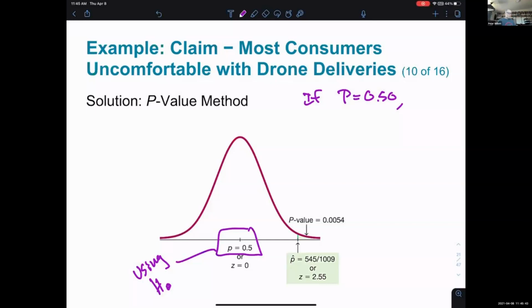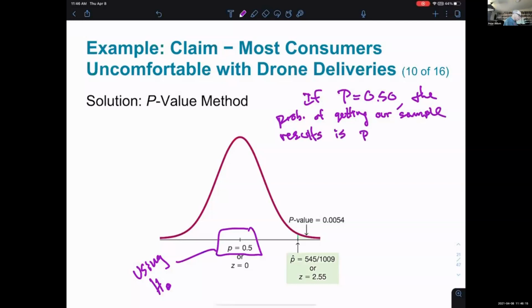the chance that you would get the sample that we got, if the proportion of the population was 50%, is 0.0054. If the population is 50%, then the probability of getting our sample, which we did get, our sample results, is 0.0054. That's the thing to understand, what the p-value means.